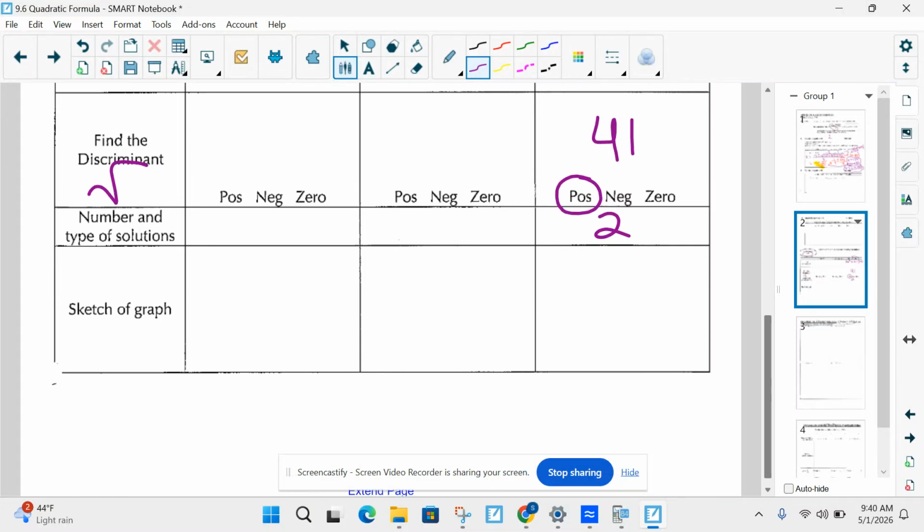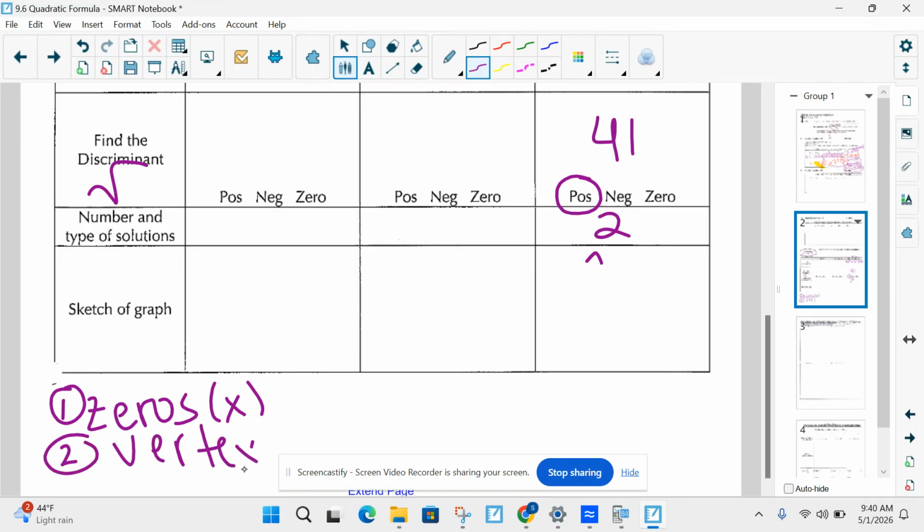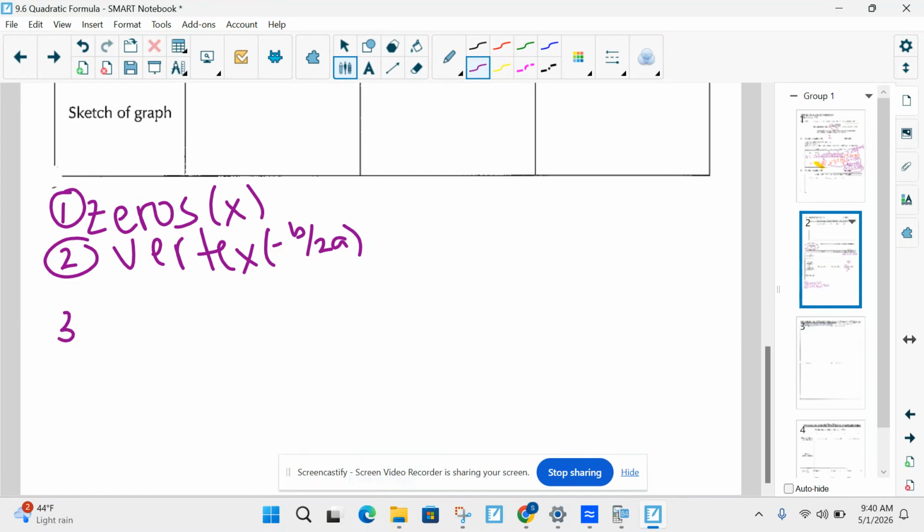And then let's draw a sketch of the graph. So our sketch should include those three things: the zeros, which are the x-intercepts, the answers that you got for x; the vertex, which comes from the negative b over 2a, and then when you plug it back in; and the third thing, the y-intercept. The y-intercept is given by the c part of the equation, because it's when x equals 0, so all you're left with is the c. In this case, it was negative 5.